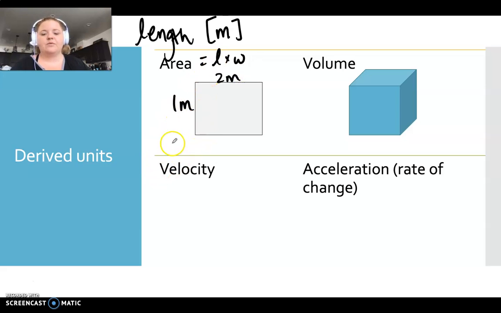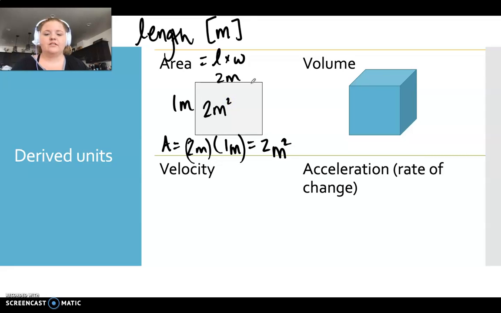My area, what I would do is take my length, 2 meters, multiply it by my width, 1 meter, and I get 2 times 1 is 2, and then meters times meters is meters squared. So my area here is 2 meters squared. So my derived unit here is meters squared. So now we know that area has the units of meters squared.